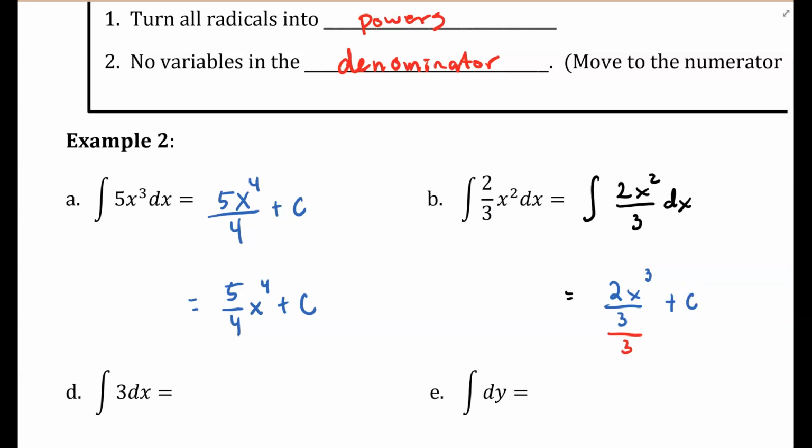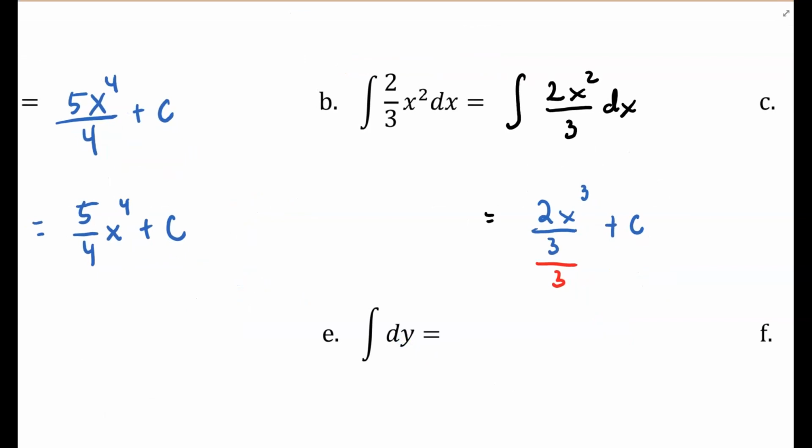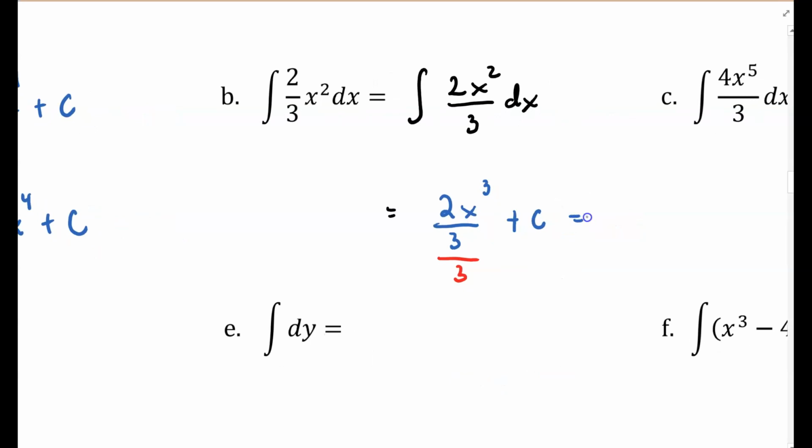Now, remember, when you're dividing fractions, what ends up happening is you multiply by the reciprocal. So what you have here is 2/3 x cubed times 1/3, right? Isn't the denominator of this 3 a 1? So when you add that power 3 into the denominator, usually it adds right here. So I can expect that denominator to go to 9. So I have 2/9 x cubed plus a constant there, okay?